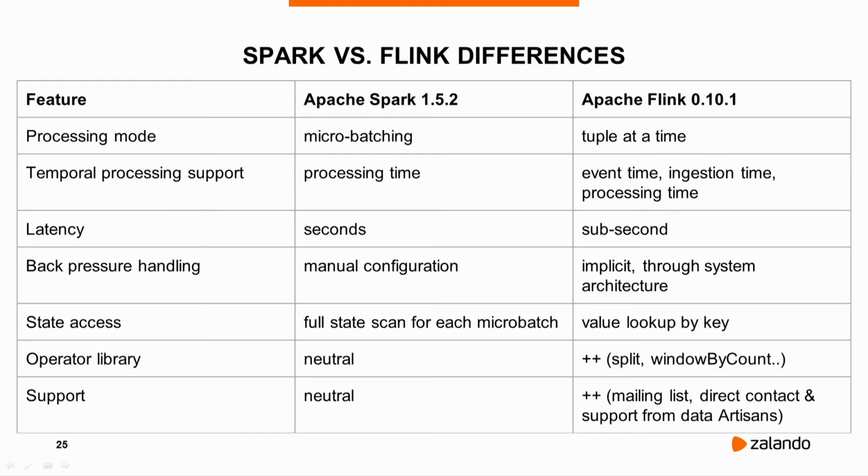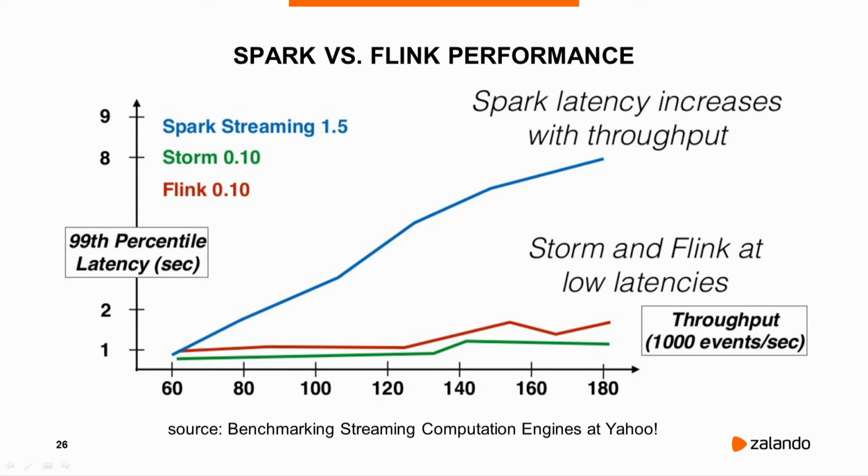As I mentioned, we built POCs for our use cases. We also did some benchmarking. During our evaluation phase, the results from the Yahoo benchmark also came out, and our results were consistent with them. Let's have a look at what Yahoo did. On the x-axis, you can see the throughput in thousands of events per second, and on the y-axis, the latency. As you can see, the Spark latency increases with increasing throughput, while the latency for Storm and Flink remains low.